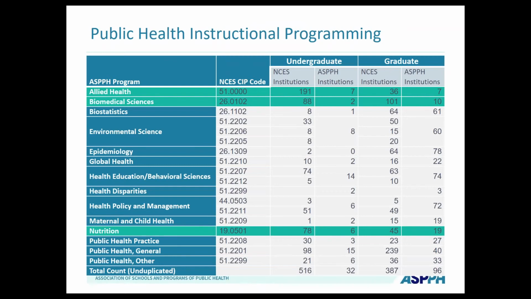So what you're looking at here, and I realize this is a busy slide, is on the left-hand side, the ASPPH areas of study that are offered and reported by our members. In the next column, you're seeing the CIP codes, which stands for Classification of Instructional Programs codes. You can see that in the green rows, the numbers between the National Center for Education Statistics institution counts versus the ASPPH institution counts are pretty vast. The difference is vast. And because of that, we decided not to include allied health, biomedical sciences, and nutrition in our environmental scan.